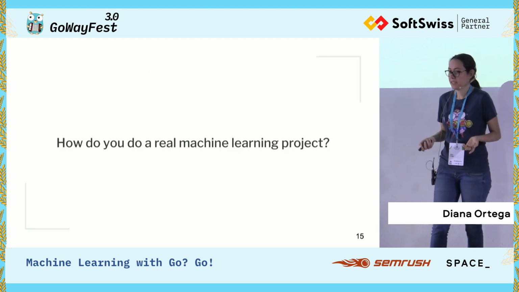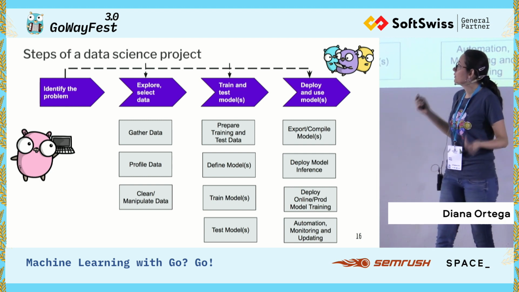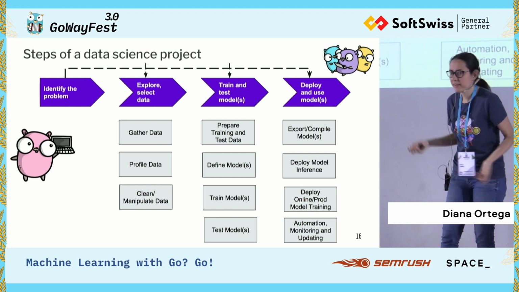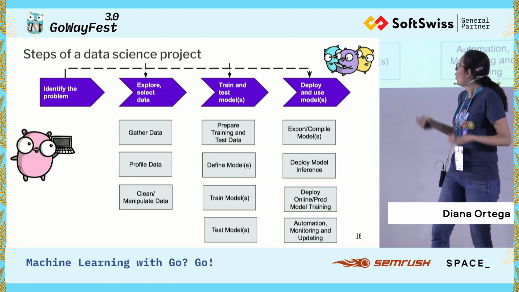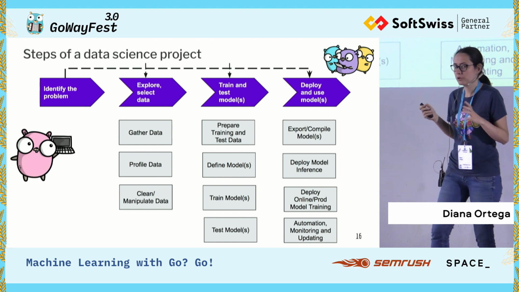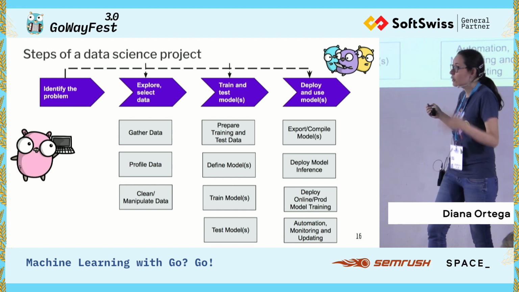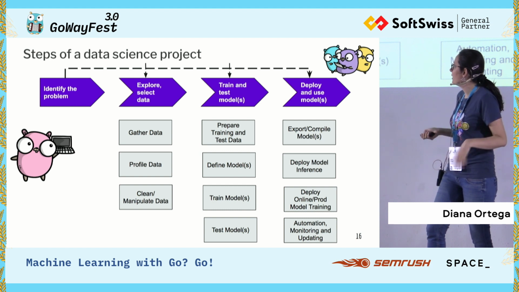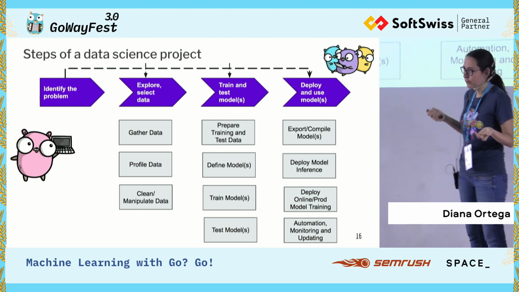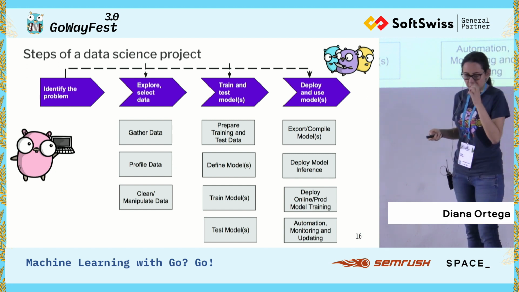How do you do a real machine learning project? There are a lot of steps. First of all, we have to identify the problem. Then we have to explore and select the data. We have to gather data, clean the data, profile the data. Then we can start thinking about creating a model. A model is to find this function I told you before. We have to prepare the data. I have to define the model. Then I code the model, train the model, and test the model. And we have a model, the function, and the parameters. We can deploy and industrialize all of that.